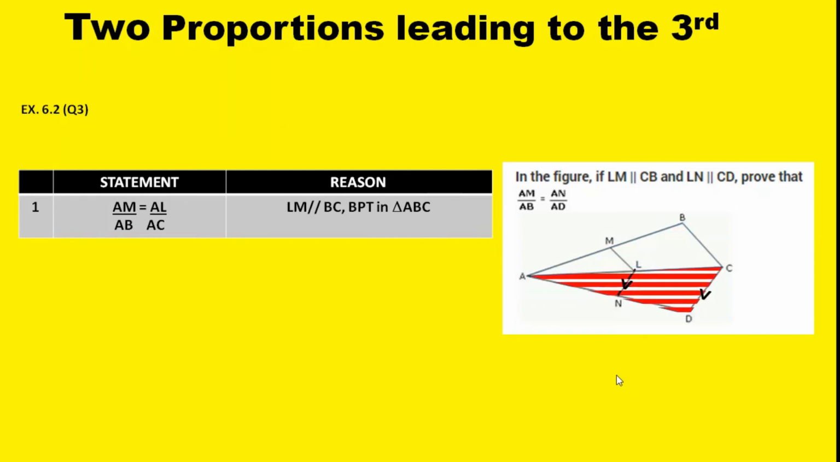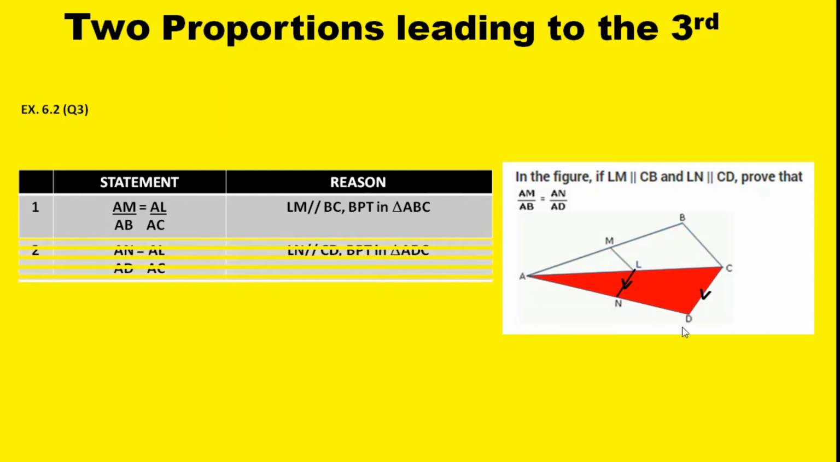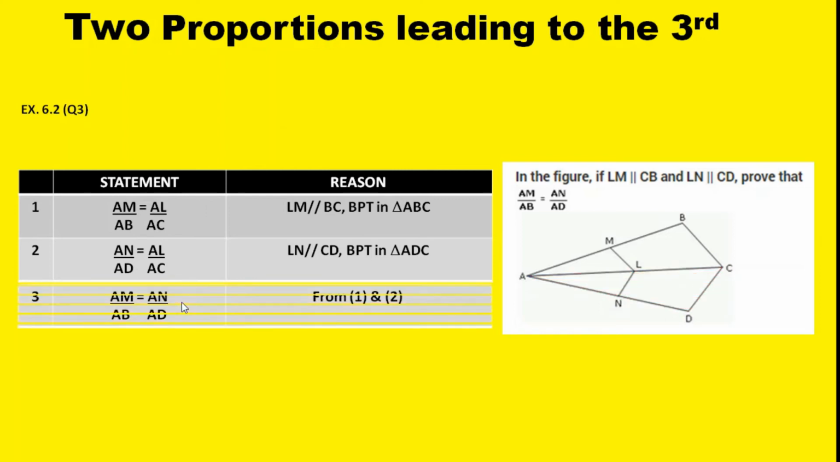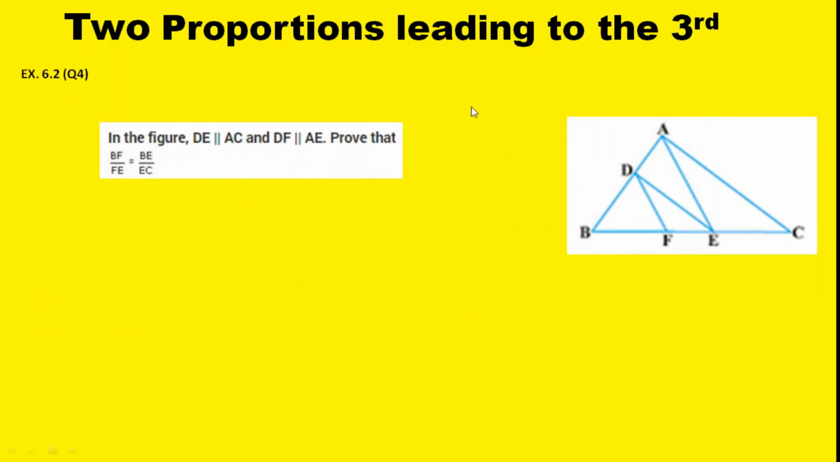Now we apply BPT in the red triangle. AN upon AD is equal to AL upon AC. Interesting thing to note in statement 1 and 2, the right hand sides are same. So from statement 1 and 2, we have AM upon AB is equal to AN upon AD. Hence proved. Let us look at one more problem over here.